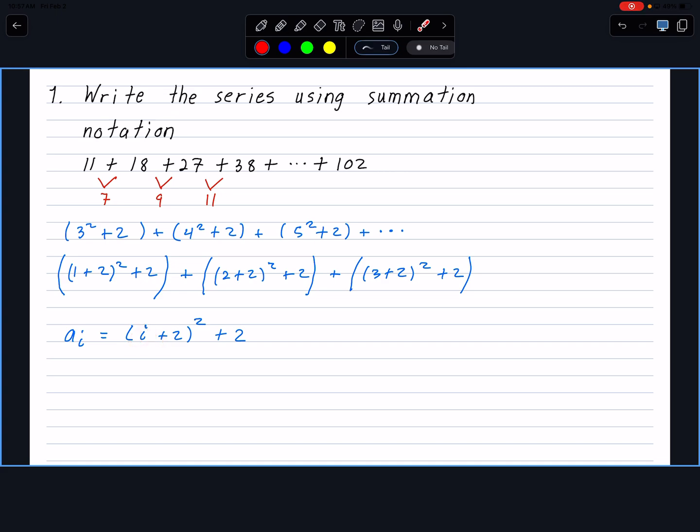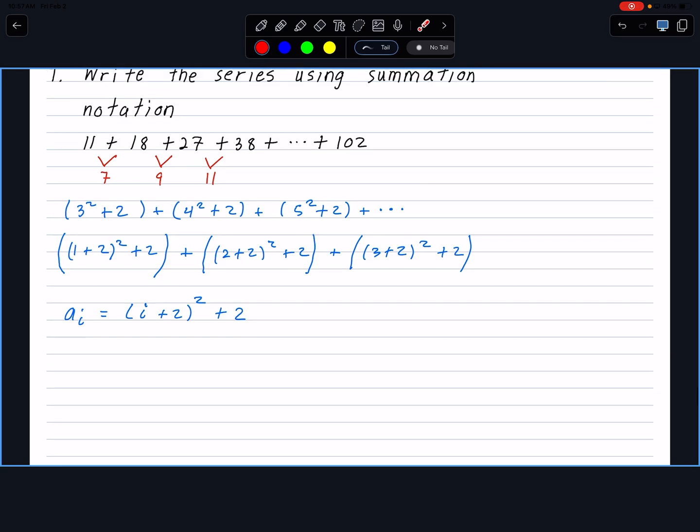If I plug in 2, 2 plus 2 squared is 2 plus 2 is 4. 4 squared is 16. Plus 2 is 18. If I plug in 3, it'll be 27. Okay, so it definitely looks like it's going to work. From there, let's go and finish this up now that we have our formula.